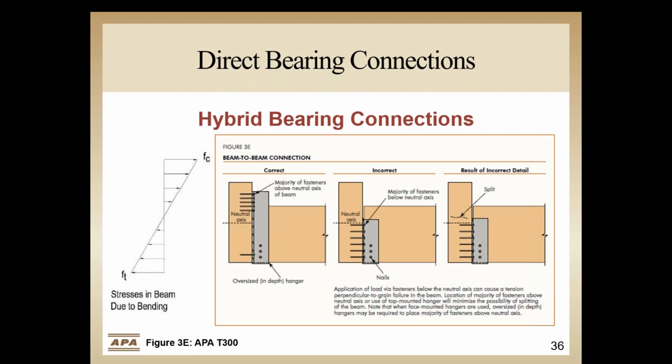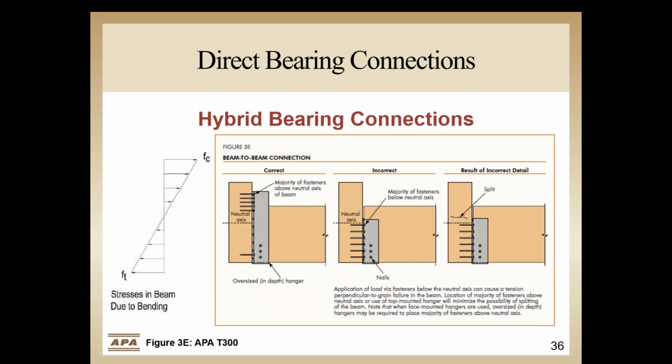Hybrid connectors share attributes of direct bearing of the beam seated in a hanger and dowel bearing type connections where the hanger is attached to the face of a beam with nails or screws. However, recall that tension perpendicular to grain is wood's weakest link and should be avoided. To avoid these stresses, the dowel type fastener should be installed above the neutral axis or center line of the supporting beam.